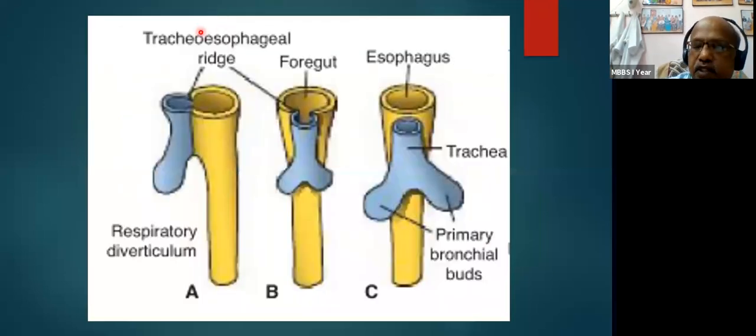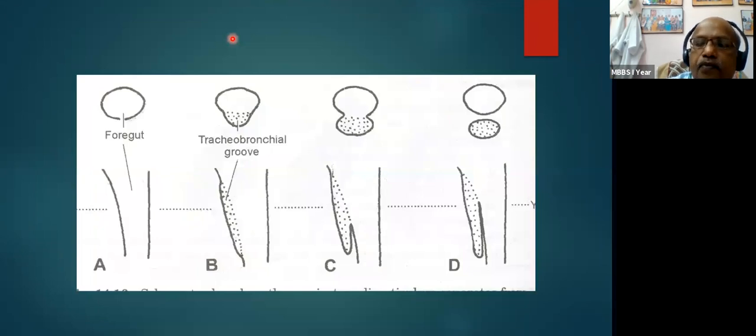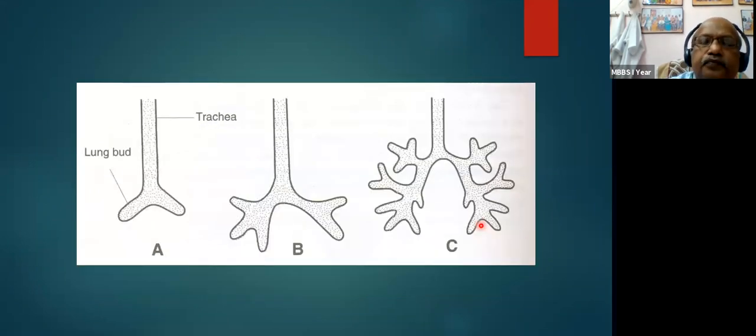Of course, the same line diagram is given in your book. It is otherwise given as the tracheobronchial groove. Both are the same, respiratory diverticulum or tracheobronchial groove. It originates from the ventral wall of the foregut, and then the septum is formed here to separate them.